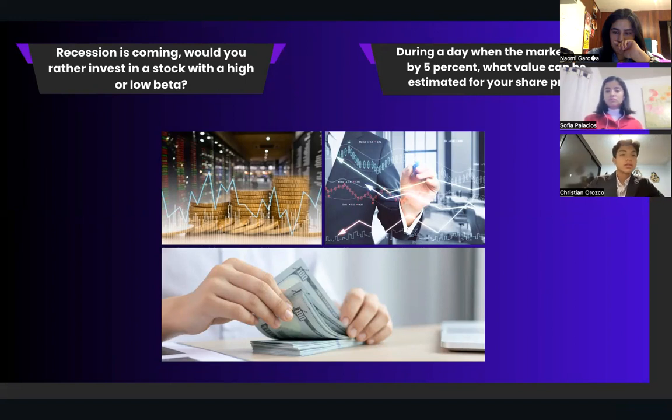During a day when the market rises by 5%, what value can be estimated for your share price? The share price is most likely to increase by multiplying the beta by the change of the market. So if the beta is 1.219 and the market rises by 5%, the share price will increase by 6.0955%.